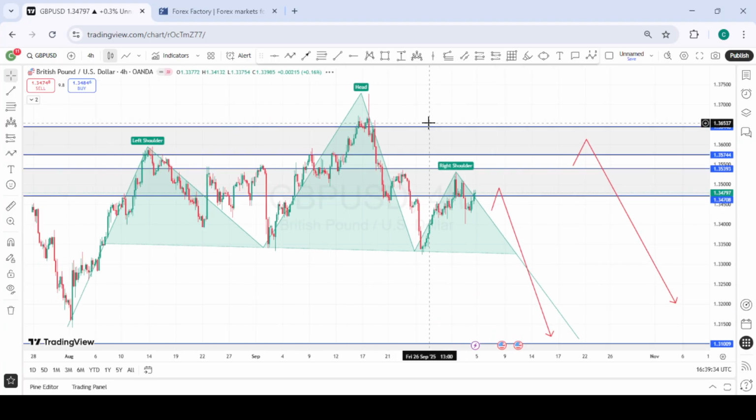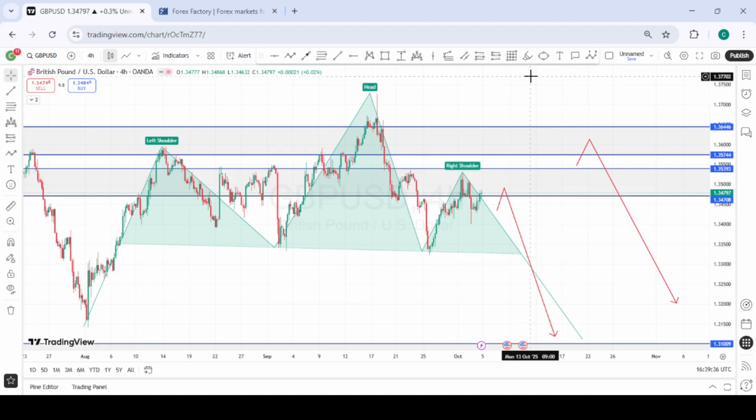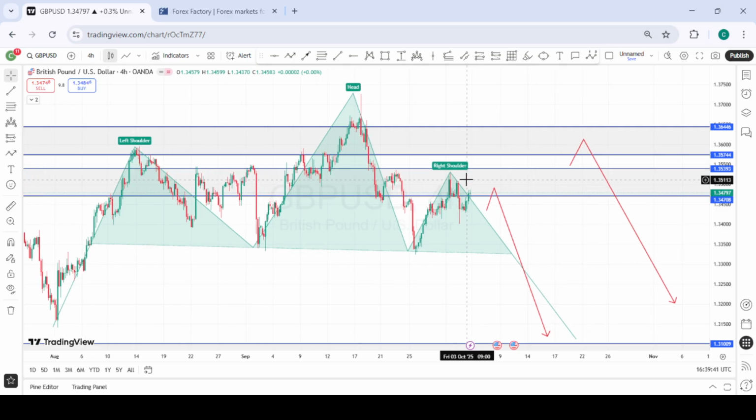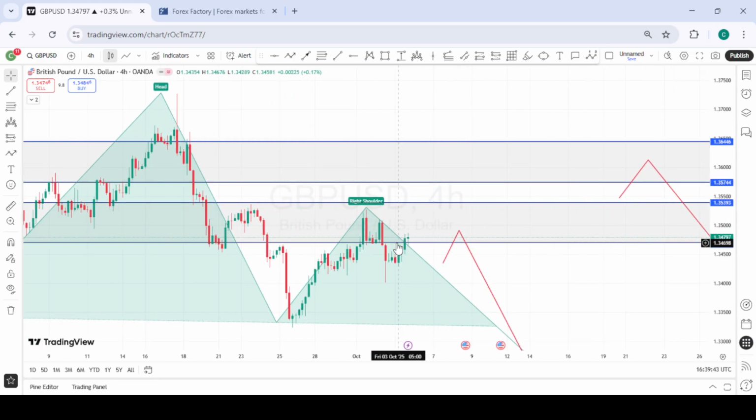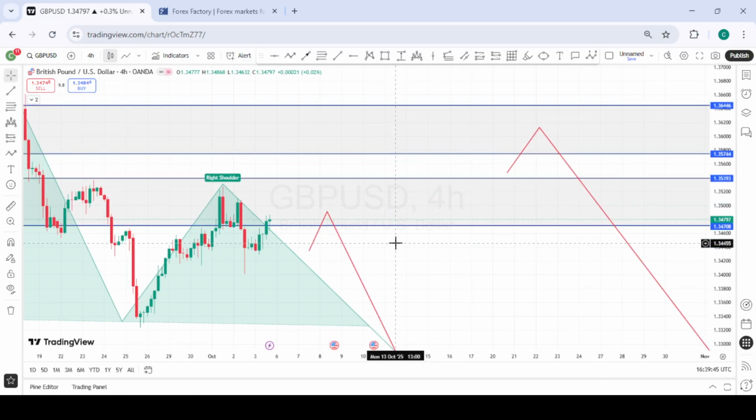We have here GBPUSD, and we were expecting price as of last week to pull back to this area of interest to give us a selling confirmation, and as you can see, price pulled back to the very first zone and gave us something like a double top, which is not too clear.